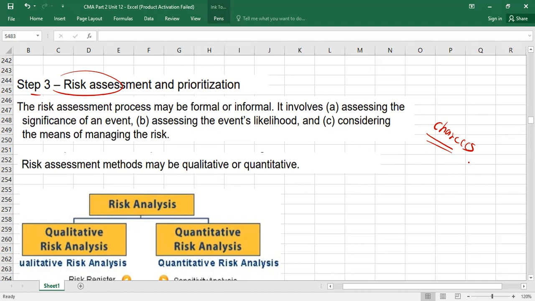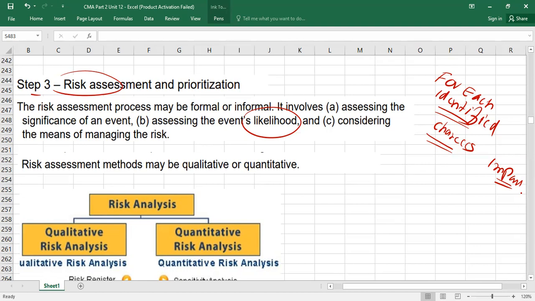So whenever you assess risk, for each identified risk, you have to check what is the likelihood, probability, or chances of occurrence of that risk. And the second thing, you need to know what the impact of that risk is. What could be the impact of that risk, right? Impact means the severity, how severe it is.